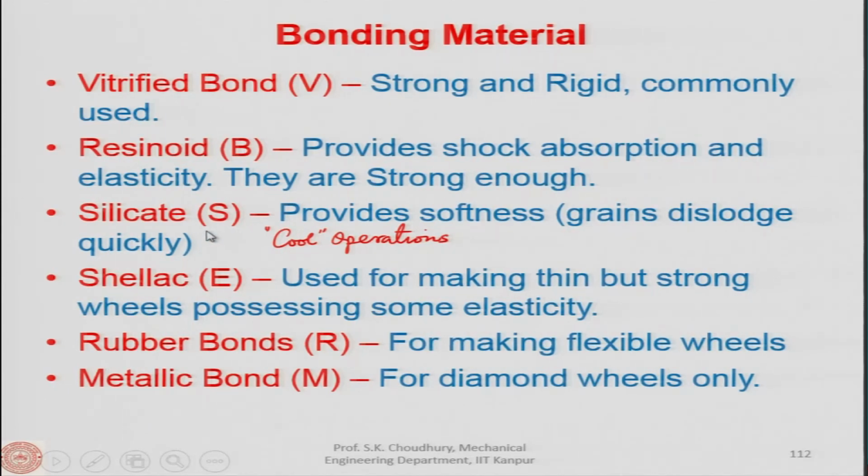Next bonding material is shellac, and shellac is designated by E. That is used for making thin but strong wheels possessing some elasticity. You have seen the elasticity is provided by the resinoid as well. To some extent, the shellac also can provide the elasticity, but basically this is made for thin but strong wheels. Those thin and strong wheels are actually made for parting off the material.